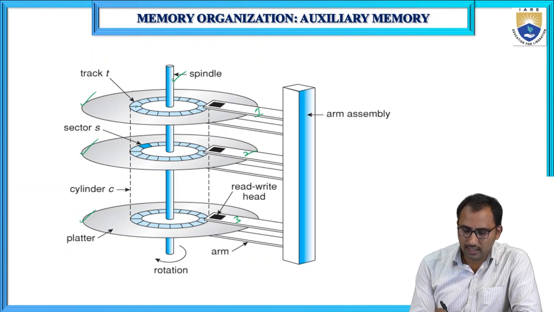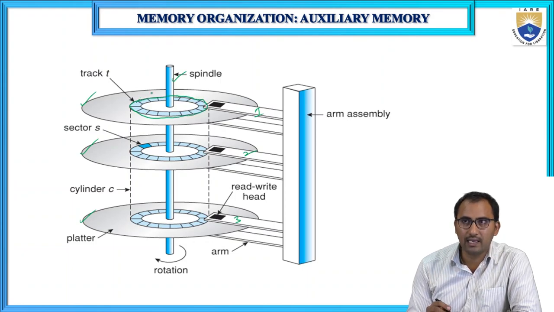These are the tracks, in circular fashion, and each track is divided into sectors. Already we know a sector is the minimum amount of information that can be transferred.